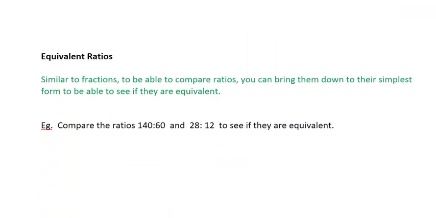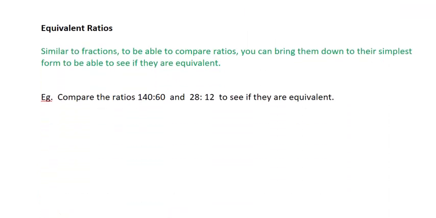Okay, so equivalent ratios. These are similar to fractions, so to be able to compare ratios, you can bring them down to their simplest form to be able to see if they are in fact equivalent. If they are equivalent in their simplest form, that means they're going to be the exact same. So here's an example. Compare the ratios 140 to 60 and 28 to 12 to see if they are equivalent.